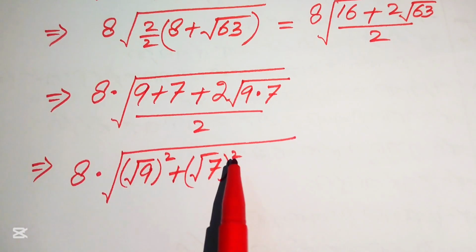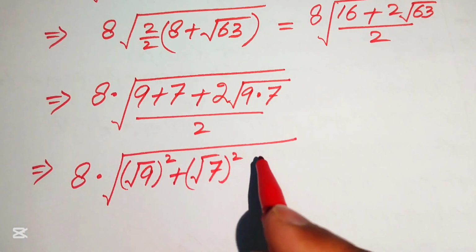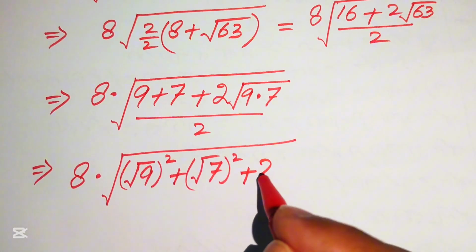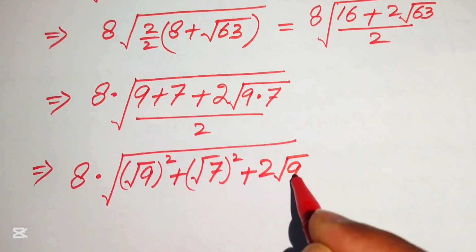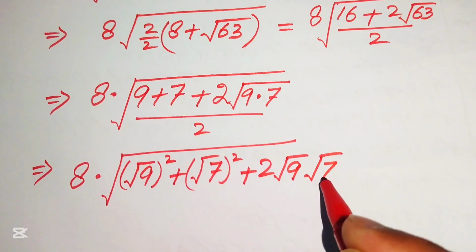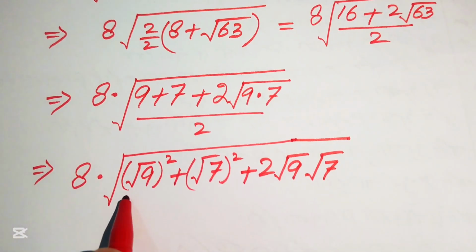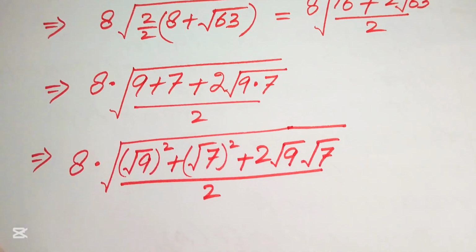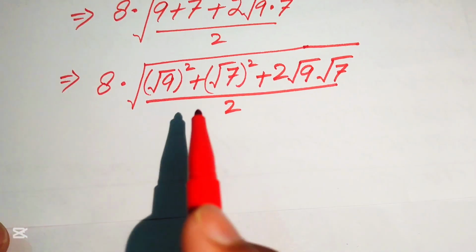So this 2 and square root are gone, this 2 and this square root are also gone, and plus here we break this square root sign on these two terms, and it will be written as 2 times square root of 9 into square root of 7 and its whole square root, and this term is divided by 2. So here we can apply the algebraic formula.